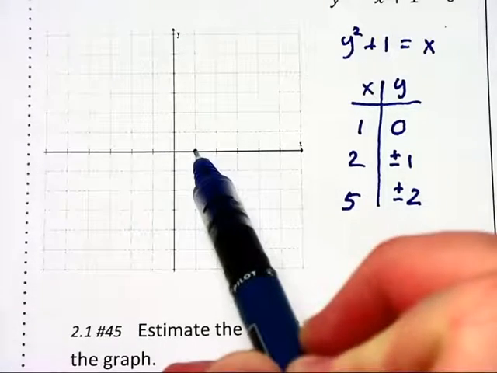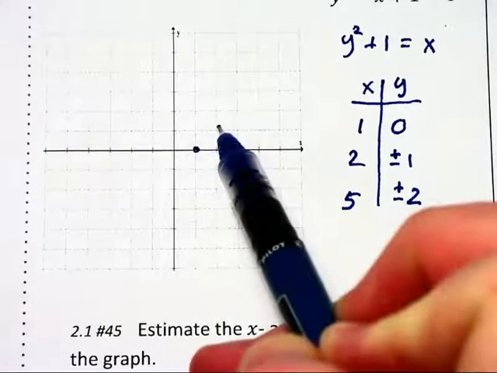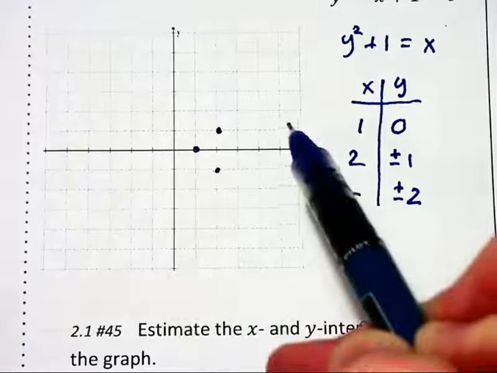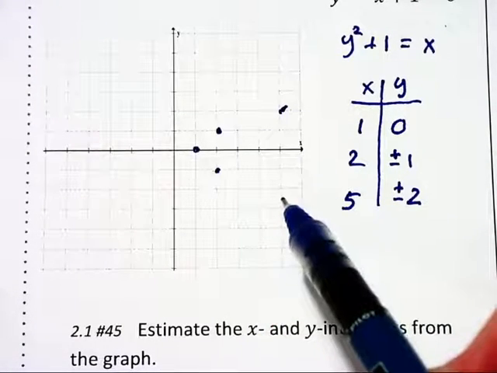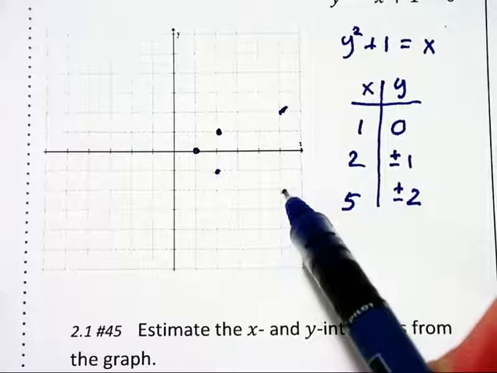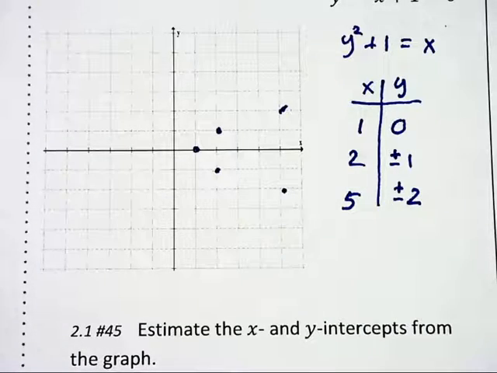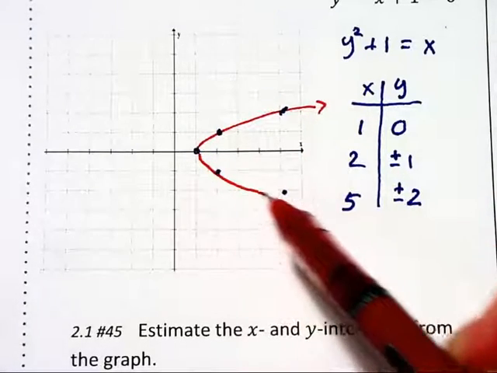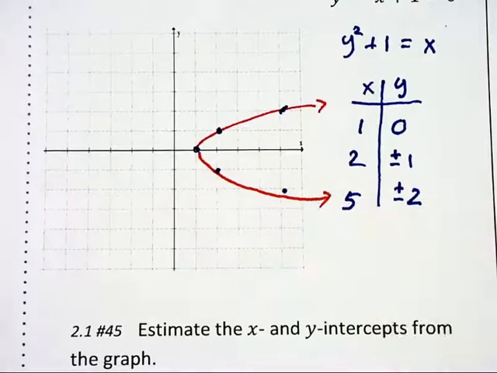Now 1, 0 is to the right of the origin. We're going to plot 2, 1 and 2, negative 1, as well as 5, 2 and 5, negative 2. And then we are going to draw the curve, which you can tell is a sideways parabola, through these points.